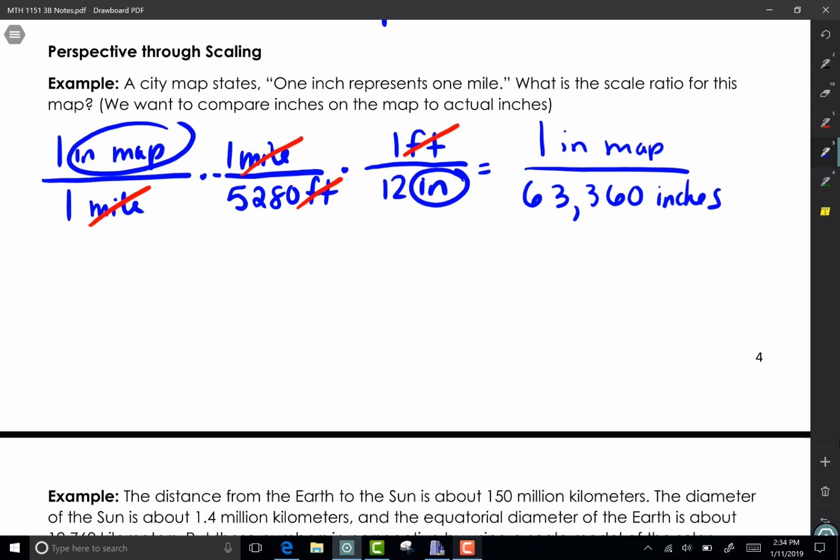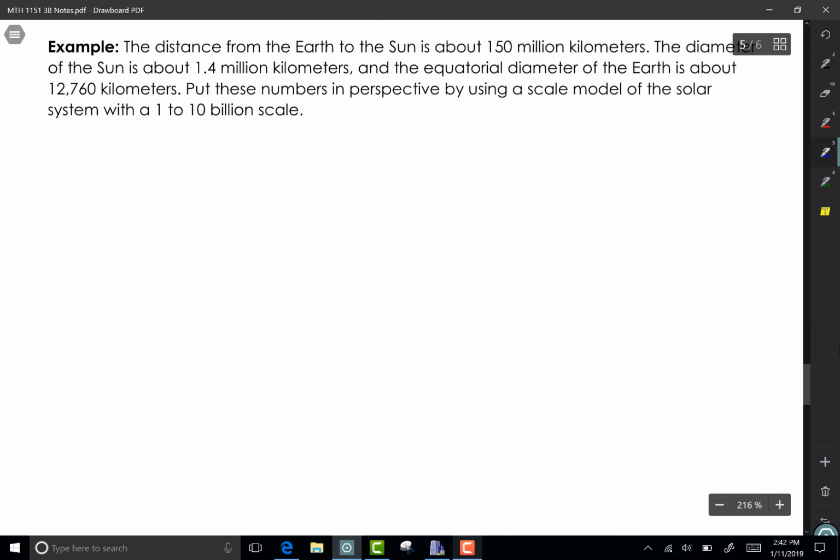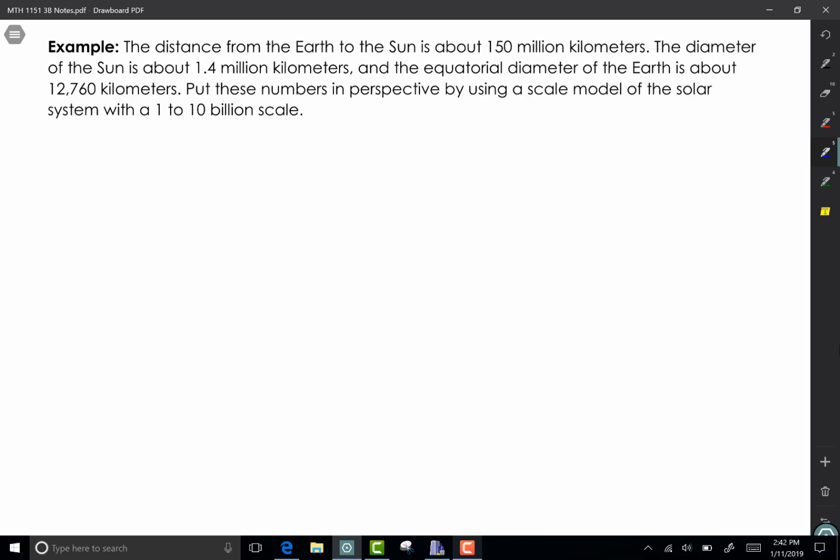So we could say that this is a 63360 to 1 scale. Okay, so now we're going to do an example of a scale model of the Earth and Sun system. It says the distance from the Earth to the Sun is about 150 million kilometers. The diameter of the Sun is about 1.4 million kilometers. And the diameter of the Earth is about 12,760 kilometers.